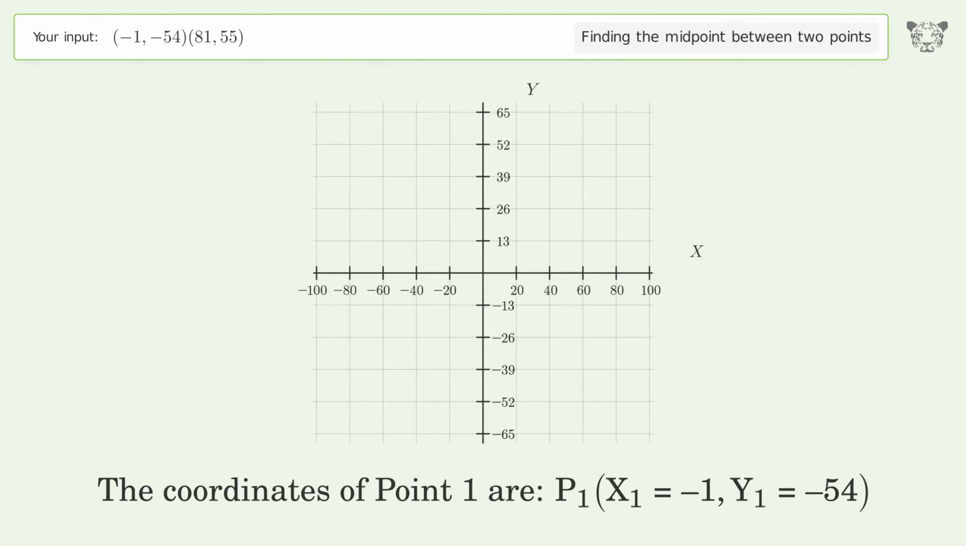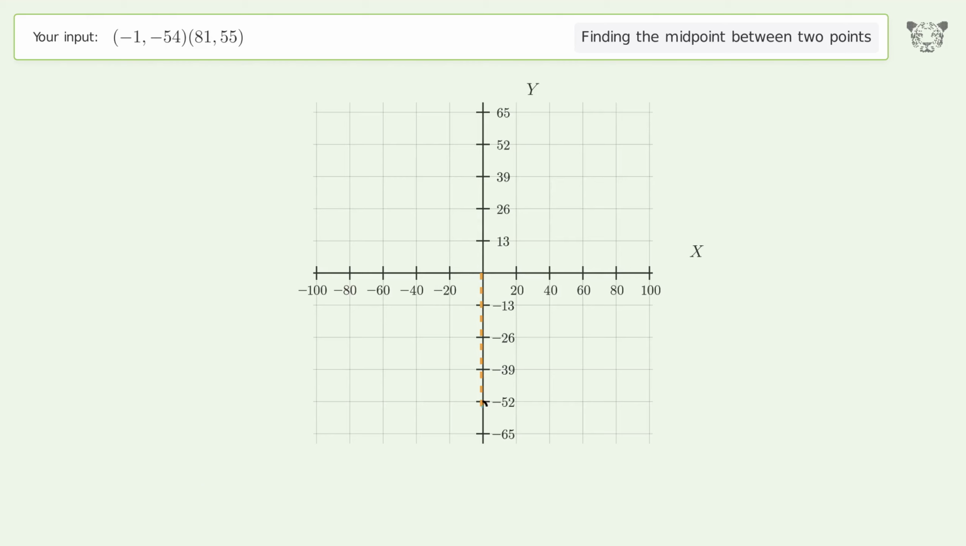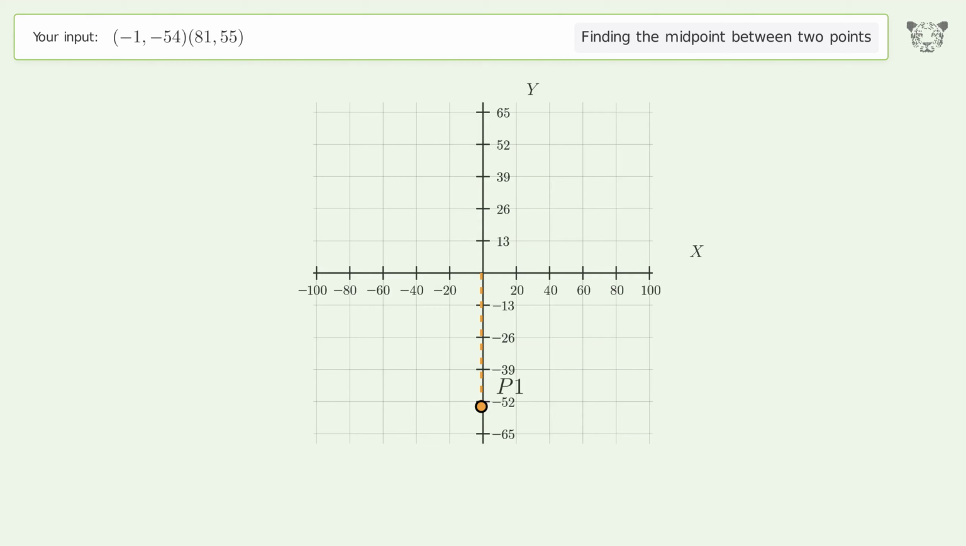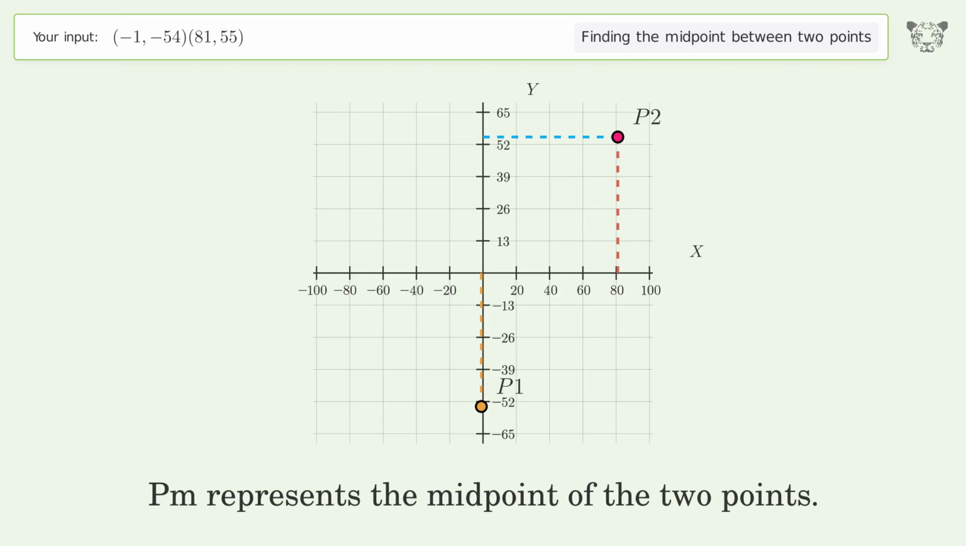The coordinates of point 1 are x1 equals -1, y1 equals -54. The coordinates of point 2 are x2 equals 81, y2 equals 55. PM represents the midpoint of the 2 points.